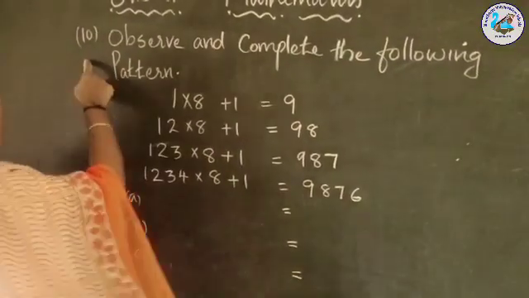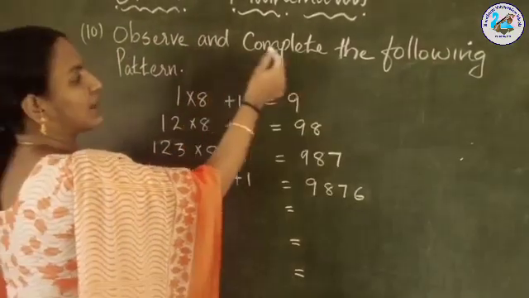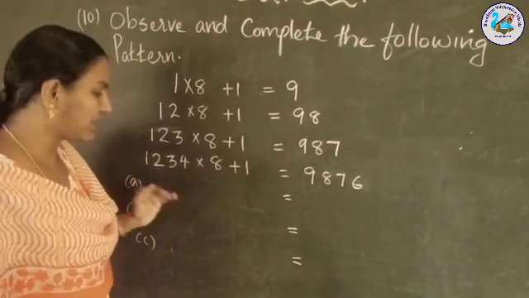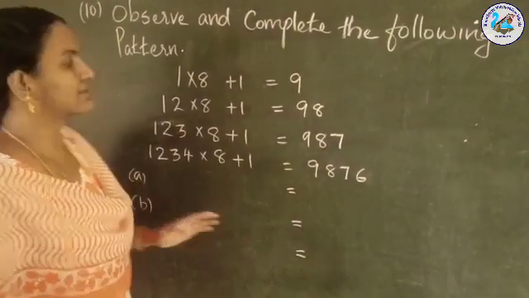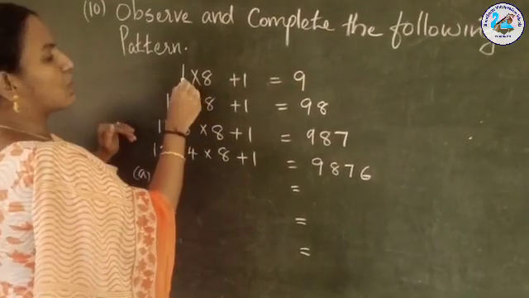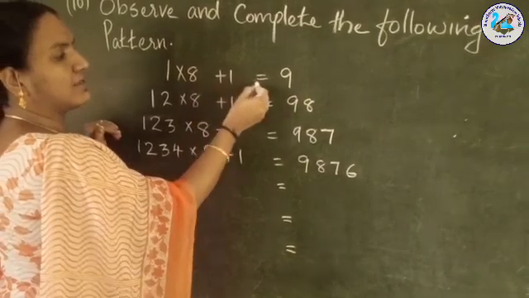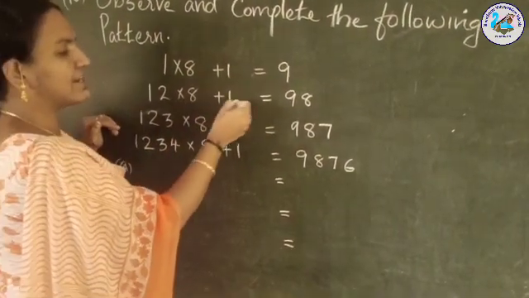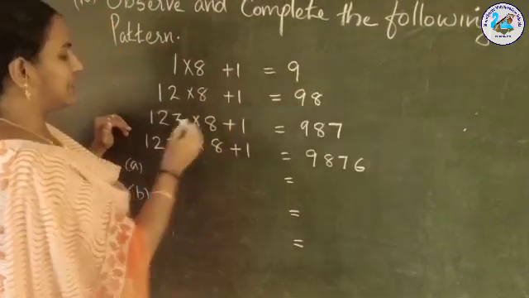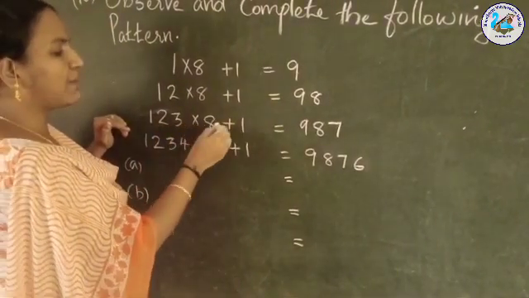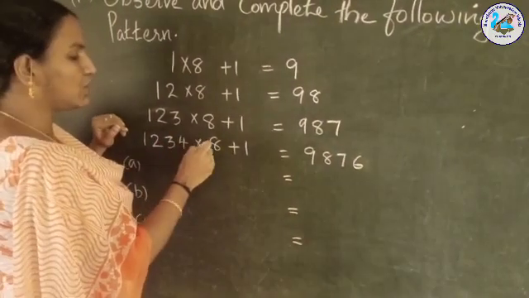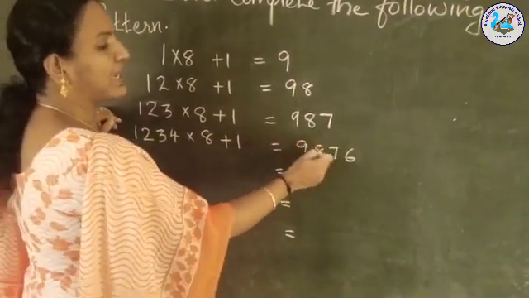Next, question number 10. Observe and complete the following pattern. First we have to observe the pattern, and after that we have to complete the blanks. The question is: 1 into 8 plus 1 is equal to 9. 12 into 8 plus 1 is equal to 98. 123 into 8 plus 1 is equal to 987. 1234 into 8 plus 1 is equal to 9876.